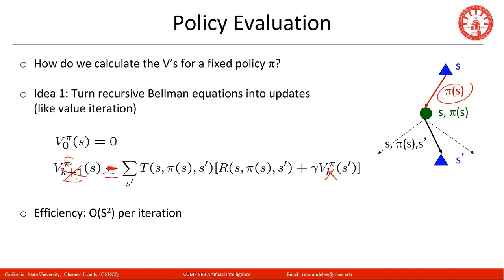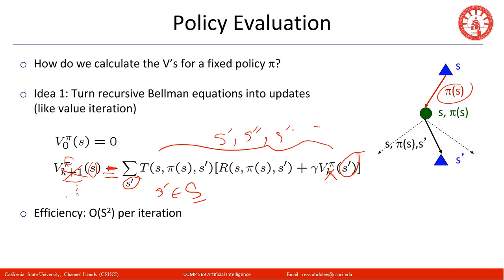Then this action pi somehow depends on the action at the next state, S prime. And we do this over S prime belonging to the set of states. Therefore, we might have a bunch of equations here, for example for S prime, S double prime, and so on. So we have a system of linear equations. For action pi at state S, we have this kind of linear equation, and then we are going to have multiple equations like this for other states.